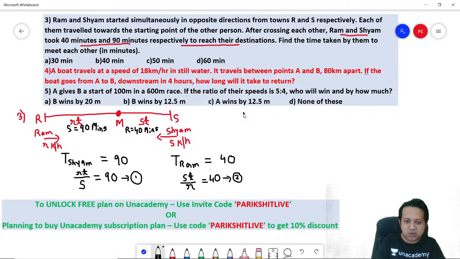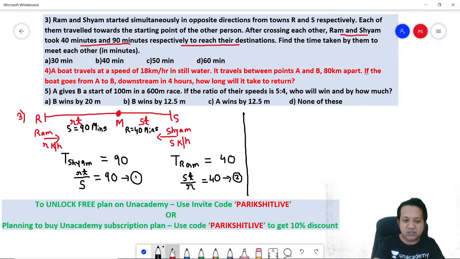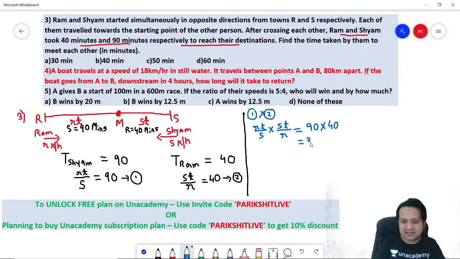It's all about solving these two equations. Can you easily solve it? Yes, you can. How? Probably you will do 1 into 2. That's the easiest way of solving the two equations. So you multiply both the equations. RT by S into ST by R is equal to 90 into 40, which comes out to be 3600.